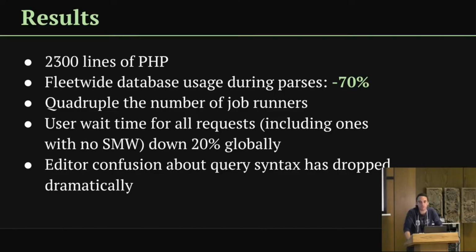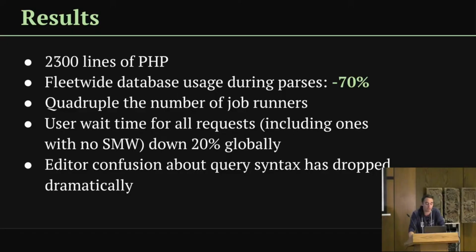And I was saying earlier that Semantic MediaWiki hooks itself into a lot of things that don't explicitly have anything to do with SMW. And one of the results of that is by removing it, and not even switching to Bucket, but just removing Semantic MediaWiki, the user wait time, the latency for all requests across the entire wiki is down about 20% globally.